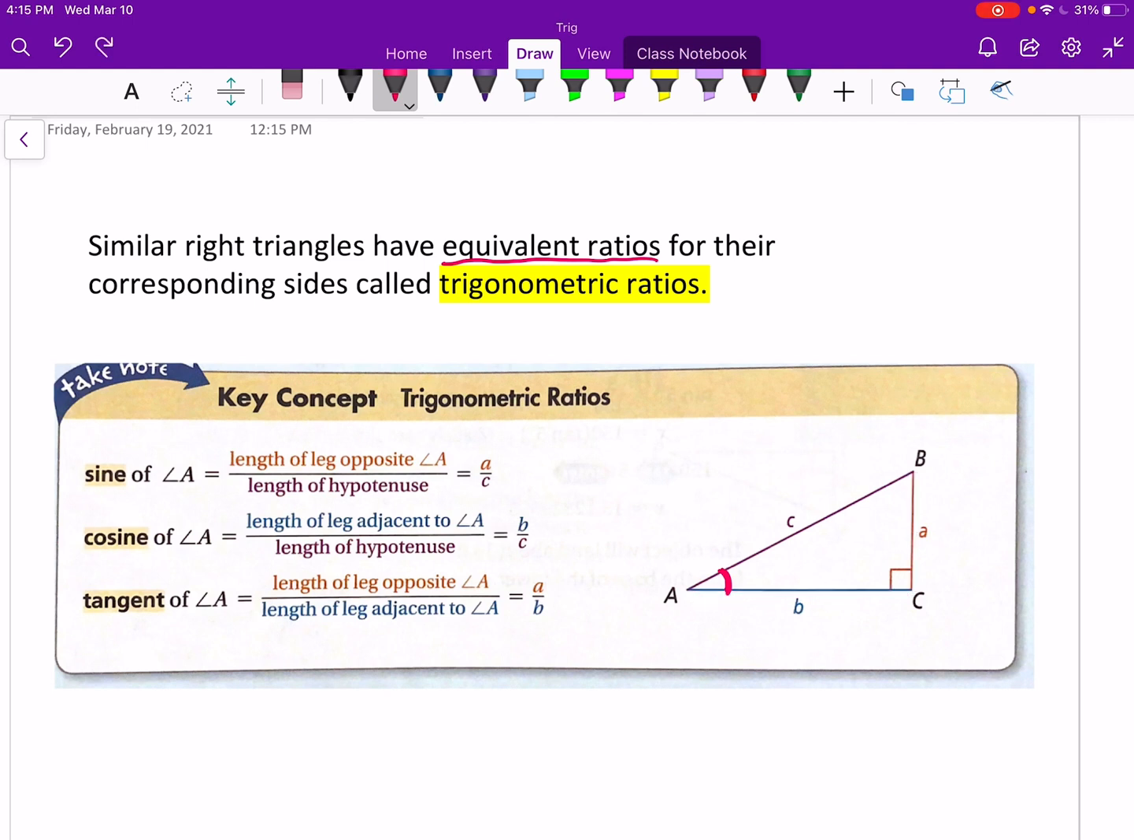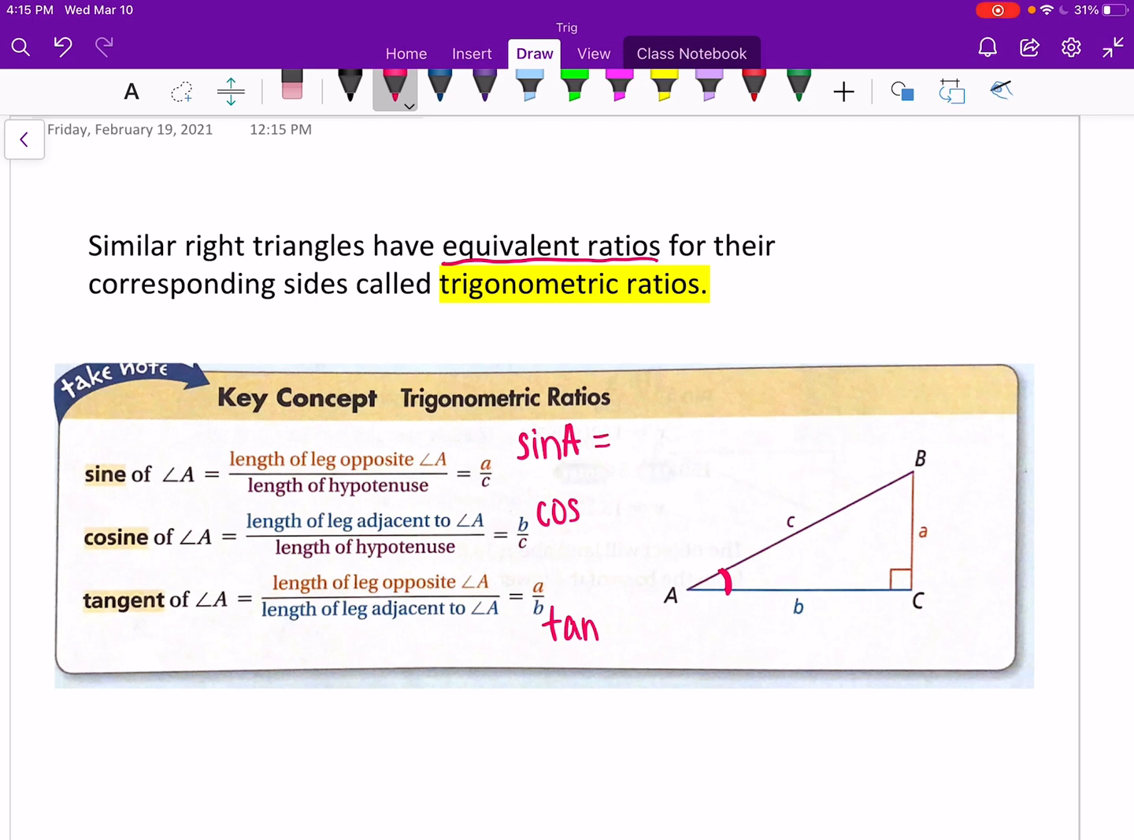You will see these three ratios abbreviated a lot. The abbreviation for sine is SIN, but it is still pronounced sine. The abbreviation for cosine is COS, and the abbreviation for tangent is just TAN. But we still say sine, cosine, tangent. It's not sin, cos, tan. Sine, cosine, tangent.